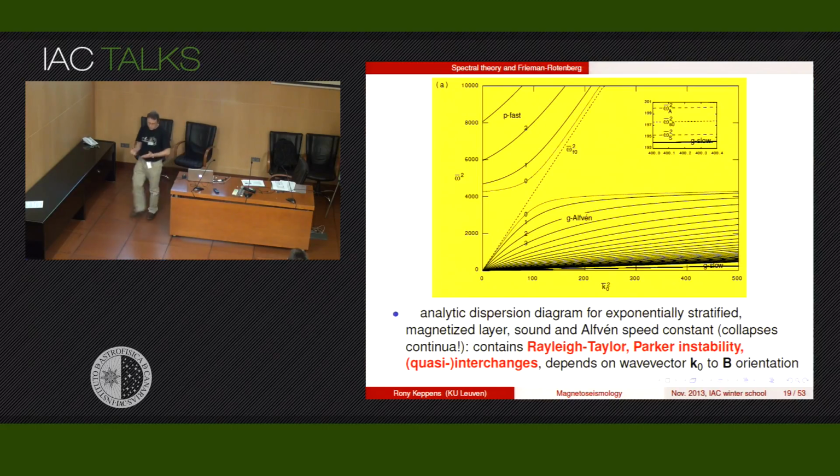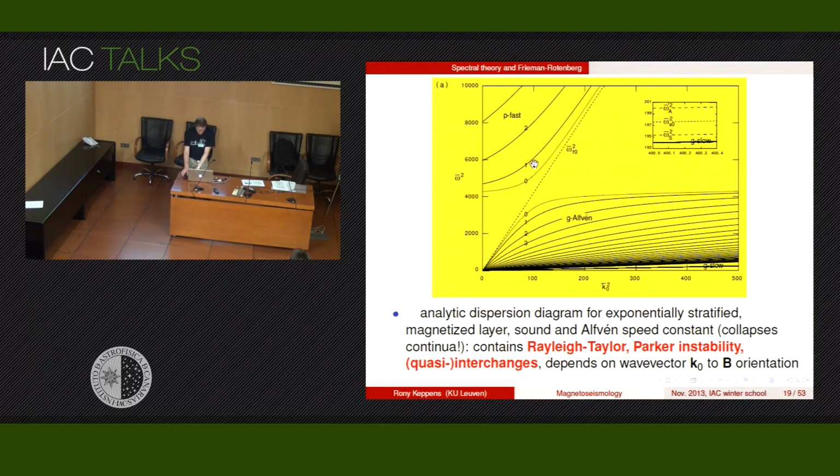For instance, if you go to a case where magnetic field is more important, then you can also check regimes where all of a sudden you come into Parker instability regimes. What is the Parker instability? It is an instability that actually relates to buoyancy essentially operating along deformed magnetic field lines. Well, Rayleigh-Taylor is related to gravity. Interchanges is another way of modes that also have to do with the field. And everything depends on the orientation of the wave vector with respect to the magnetic field.